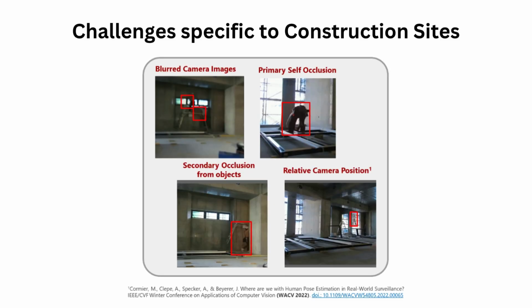However, directly applying off-the-shelf computer vision models in real-world construction environments is prone to multiple challenges. These include blurred footage, primary self-occlusion due to workers' poses, secondary occlusion due to machinery or equipment, and distant or awkward camera angles, which reduce model reliability.